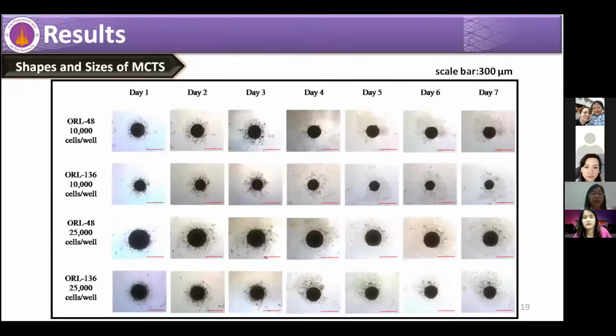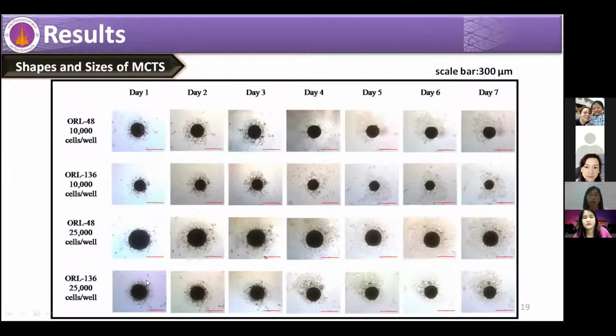Now the results. In this table, you can see that we have 4 different conditions. The first 2 rows represent 10,000 cells per well for ORL48 and ORL136. The third and fourth rows represent 25,000 cells per well for both the cell lines. In overview, we can see that we formed a single well-rounded MCTS with smooth periphery for all the 4 conditions. If you compare the first row with the second row, the diameter is larger in ORL48. Similarly, in the third and fourth rows, the diameter is larger in ORL48 than ORL136.